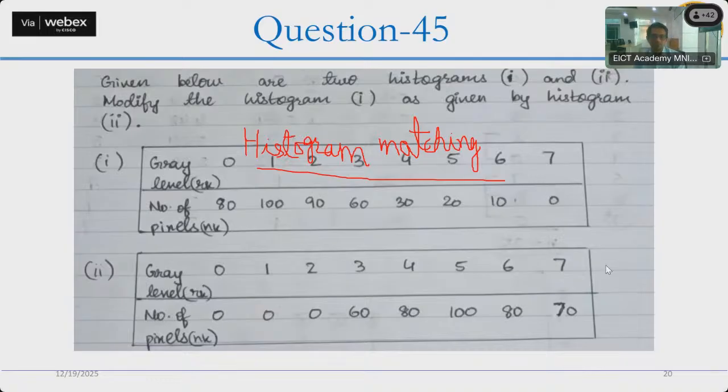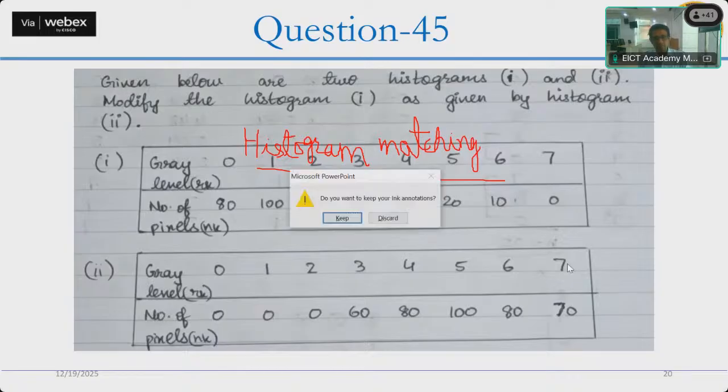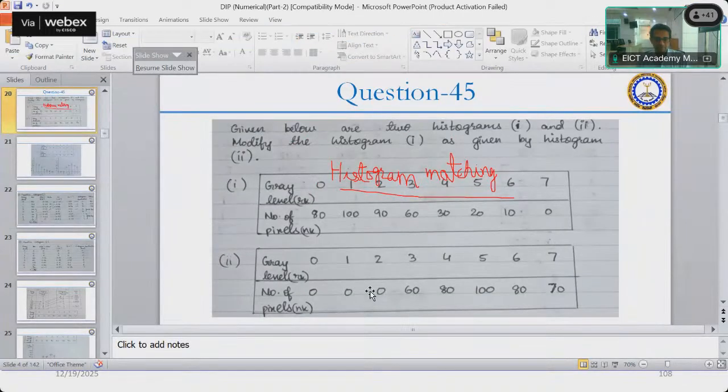This is basically histogram matching. Are you able to recall what histogram matching was? Yes or no? If two histograms are given, and somebody says that this histogram is the one I want to learn from, then it is this problem. Go to the related theory part and see it. Are you able to recall histogram matching?